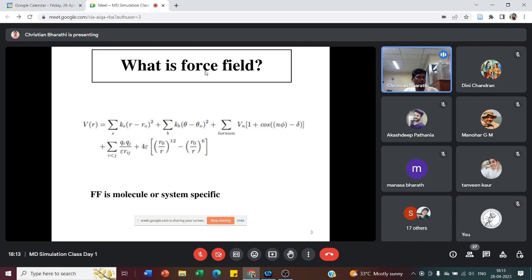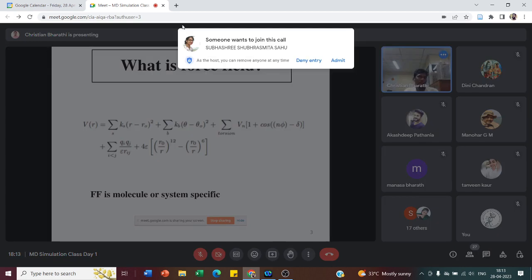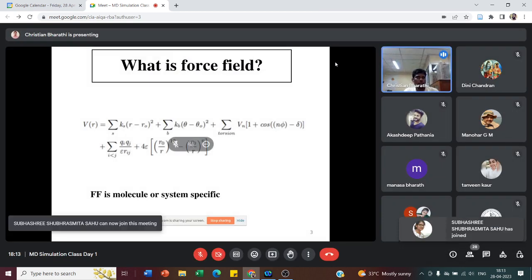So there are many force fields. Each and every software has its own force field, and mixed force fields are there. We may try to use it.